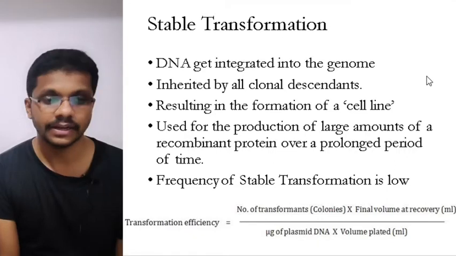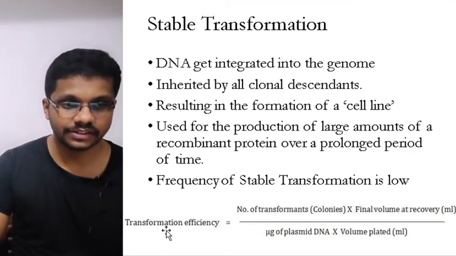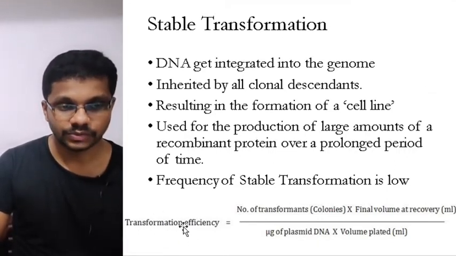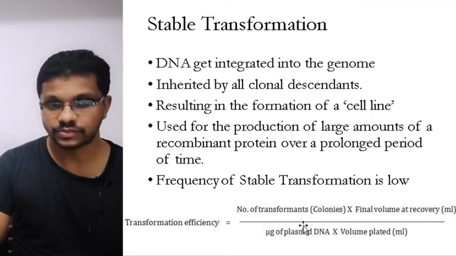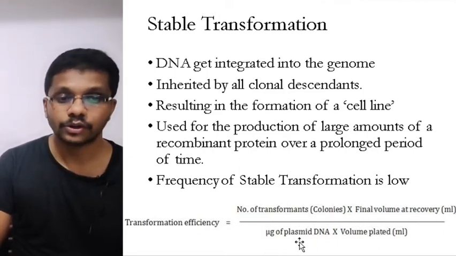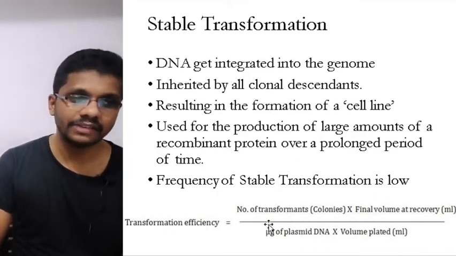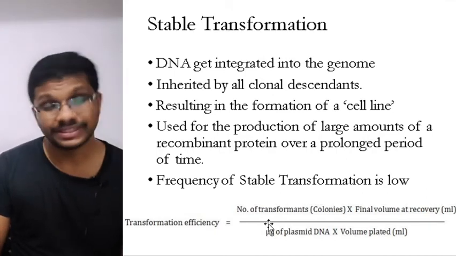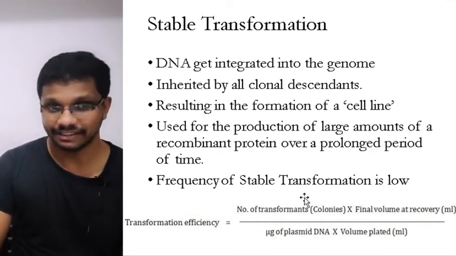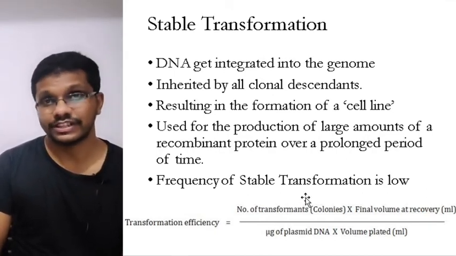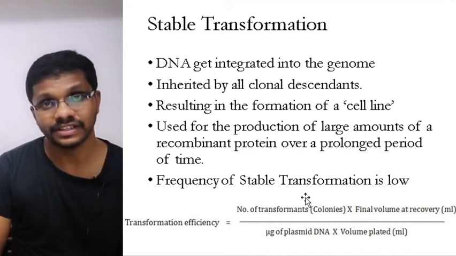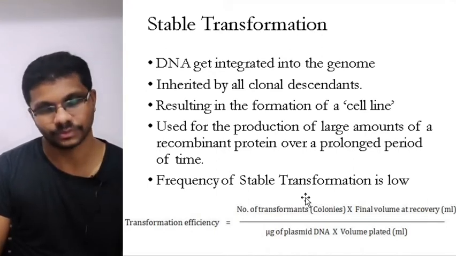And we can actually calculate the transformation frequency from this equation. So transformation frequency is equal to the number of transformants into the final volume of recovery, divided by micrograms of plasmid used into the volume of pellet. So anyway, the transformation efficiency will be very less. So the best chance is 1 in 1000. If you are transforming 1000 cells, one of them will be transformed.